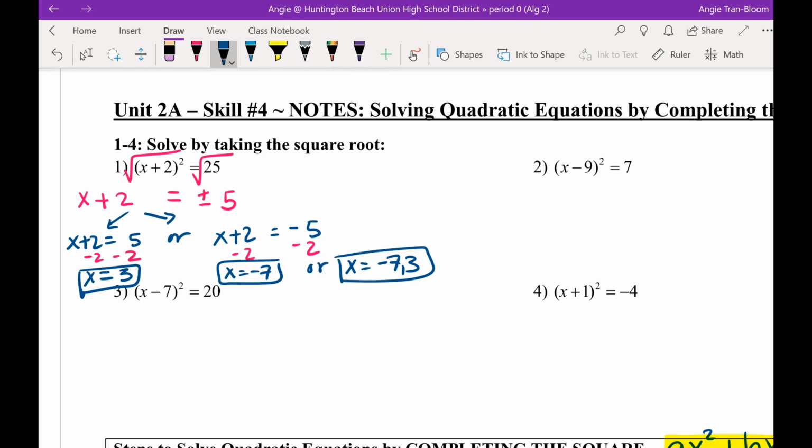All right, why don't you guys try number 2, 3, and 4 for me? I'll put about 5 minutes on the clock. Once you have an answer, can you compare that to your shoulder partner, please? Or if you don't have a shoulder partner, can you compare that to your back front partner? Remember, be mindful about taking the square root.